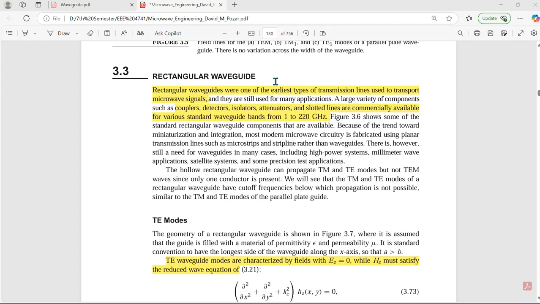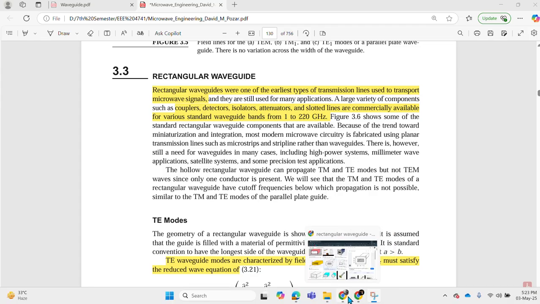So why do we use waveguides? The main purpose, or the features, of waveguides are that they handle high frequency signals, and there is no center conductor. That means these are the hollow type, and there are TM modes and TE modes in a waveguide. So now let us delve into what a rectangular waveguide is.